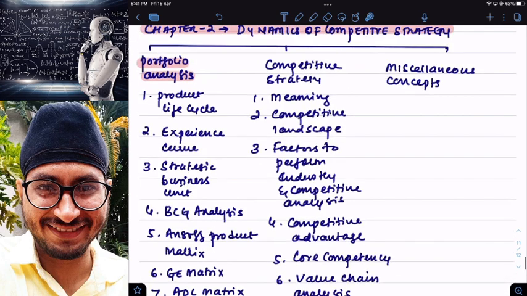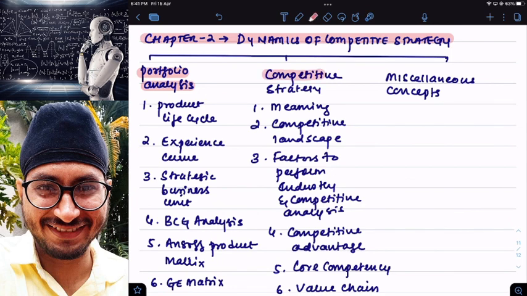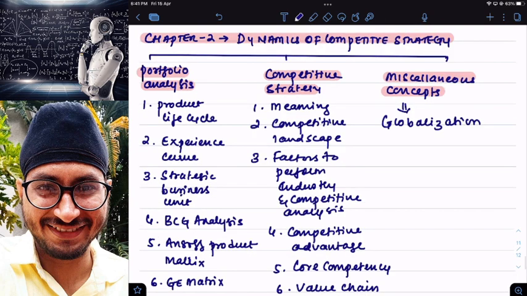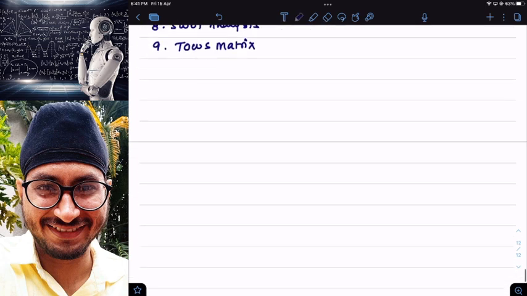And then the third one is miscellaneous concepts. Sir, in miscellaneous concepts we are going to study about globalization. Only one concept, that is globalization. Clear? So these are in total how many, sir? 9 plus 6, 15 and plus 1. These 16 concepts we are going to study in chapter number 2, that is dynamics of competitive strategy. Clear? Now first let us start with portfolio analysis.